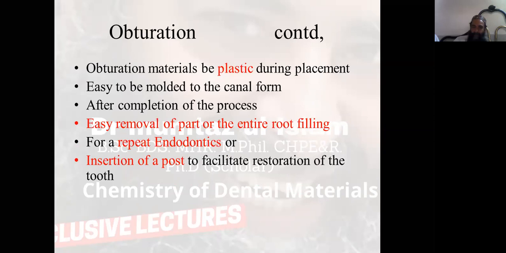Obturation materials are usually plastic, or in a plastic stage during placement, easy to be molded to the canal form. After completion of the process, there should be easy removal of part or the entire root filling for a repeat endodontic treatment or insertion of a post, like we have seen, or pins in the dentine for filling to facilitate restoration of the tooth.